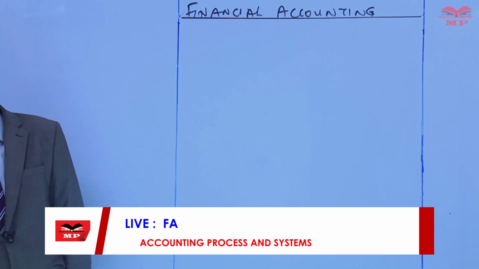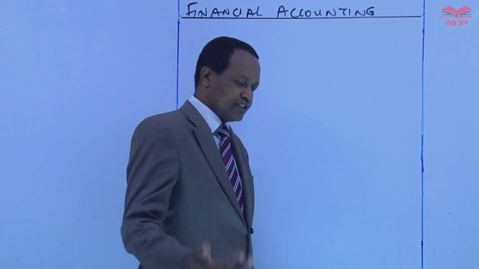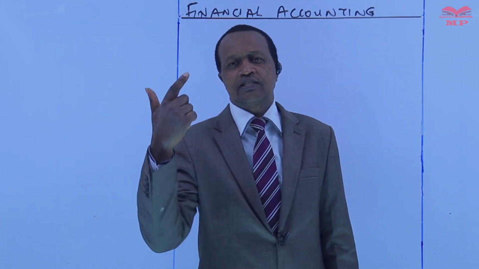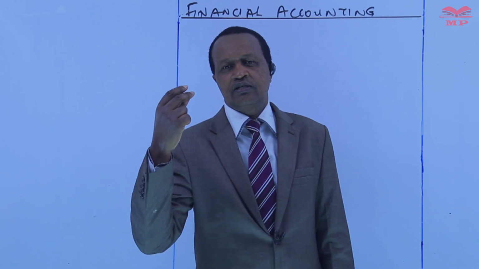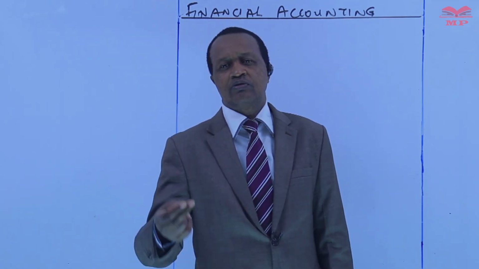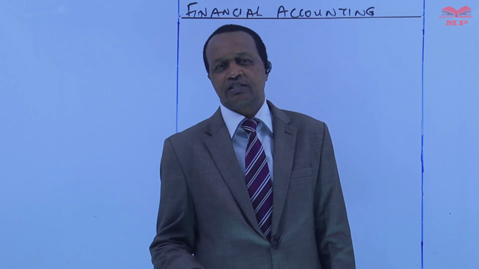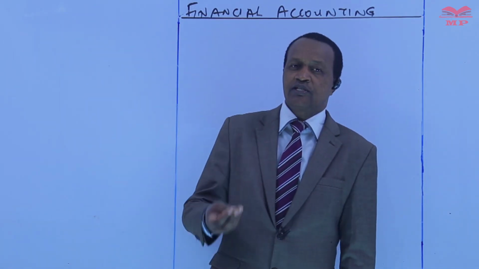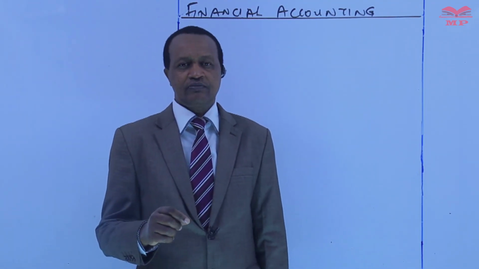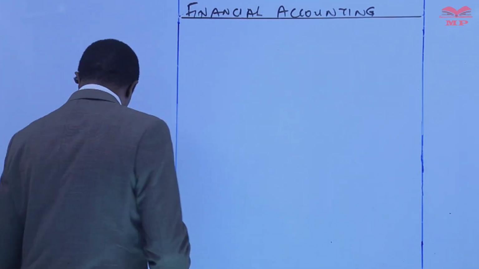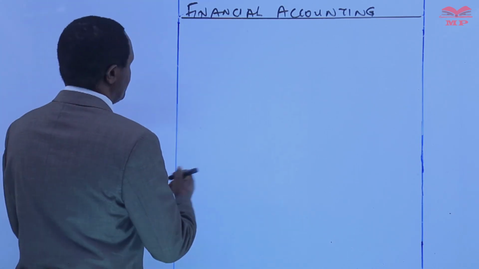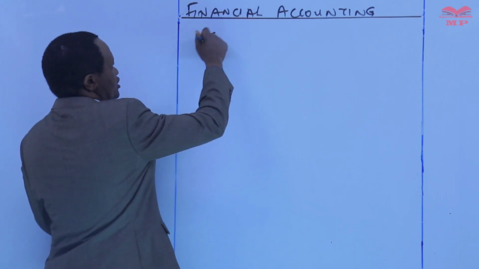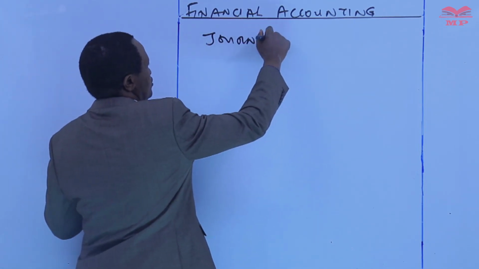So in our last session, we did the day books. That is the sales day book, the purchases day book, the sales returns day book, purchases returns day book, the cash book. Then there is the journal proper. Now the journal proper is another book of prime entry. Journal proper.